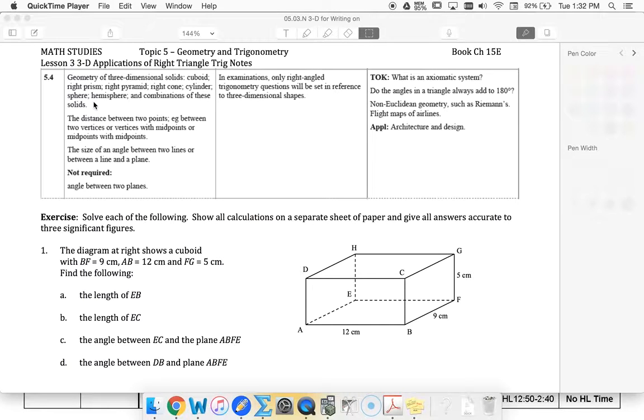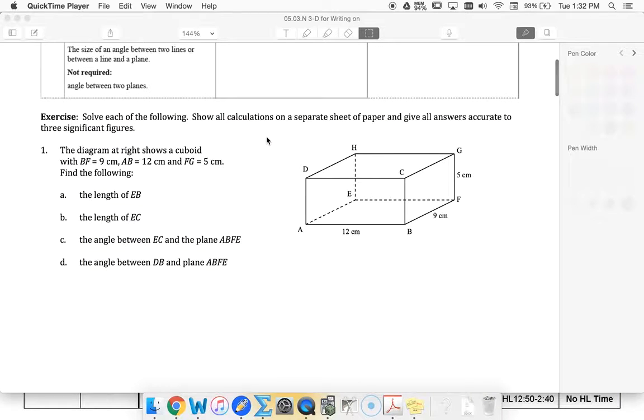All right, in this set of videos, we're looking at section 5.4 of our syllabus, and specifically geometry of 3D solids. And we're always looking at right solids. So in your exam, only right-angle trig questions will be set for 3D shapes. So that's what we're going to look at specifically here.